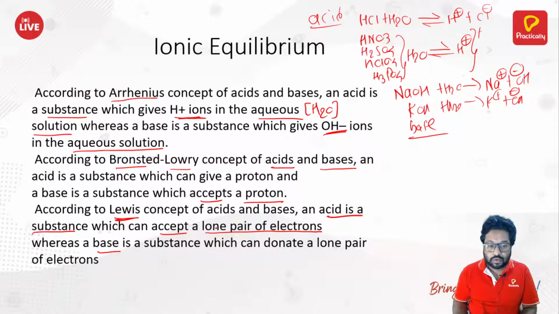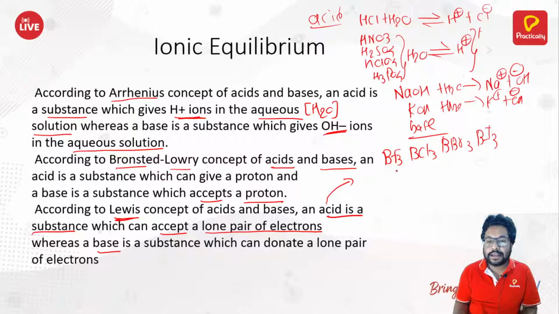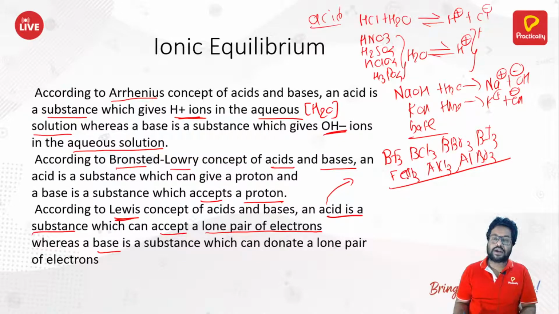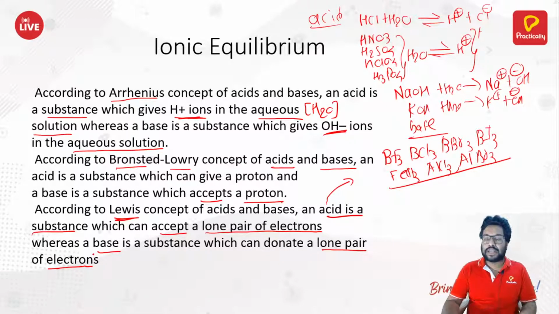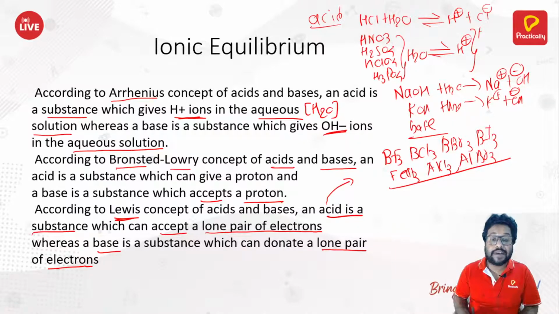For example, what are the Lewis acids? BF3, BCl3, BBr3, then you got BI3, FeCl3, sorry, AlCl3, AlBr3, all of these are Lewis acids, because in all of these compounds their octet is incomplete, so they can accept a lone pair of electrons. Base: any compound which is having a lone pair is classified as a Lewis base.